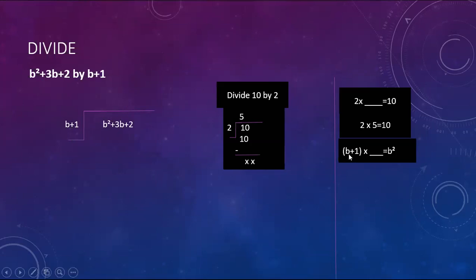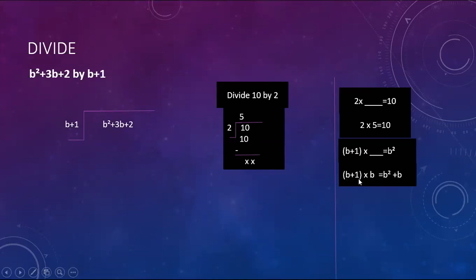What do I want here? In the rough work, you can see that b plus 1 is going to multiply with what to get b square? If I multiply b with 1, I get b. No. If I multiply b with 2, I will get 2b. So what do I want here? I have to multiply b with what? Very good. We have to multiply b with b. Please look at this step carefully.